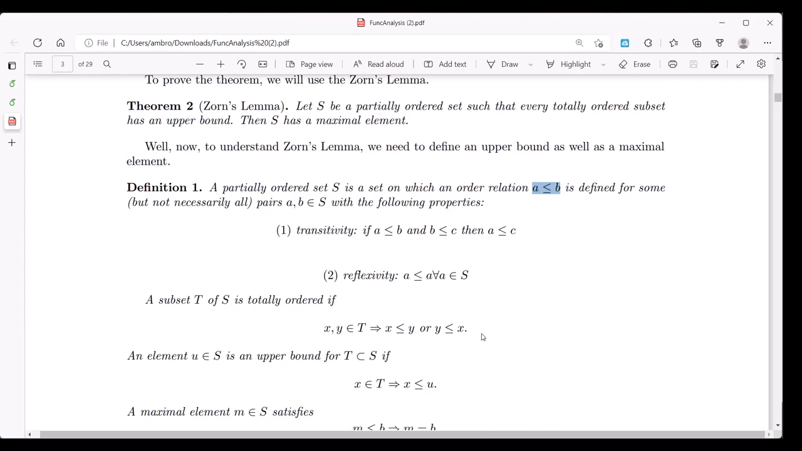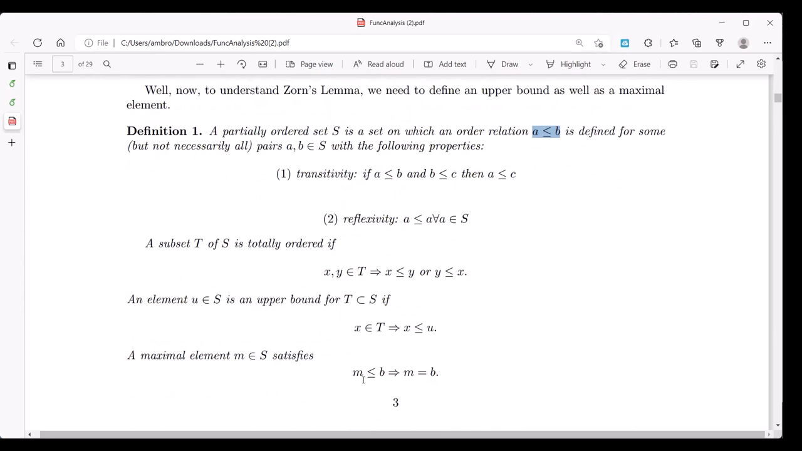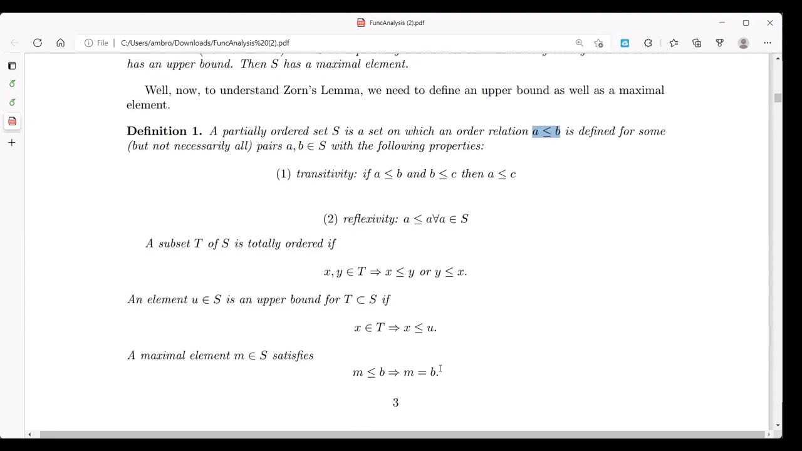Whereas a maximal element M of S satisfies: if B is also in S and M is less than B, then this implies that M equals B. So M is the biggest element and it belongs to S, of course. So with those definitions, along with Zorn's lemma, we can now prove the Hahn-Banach theorem. So let's do that.